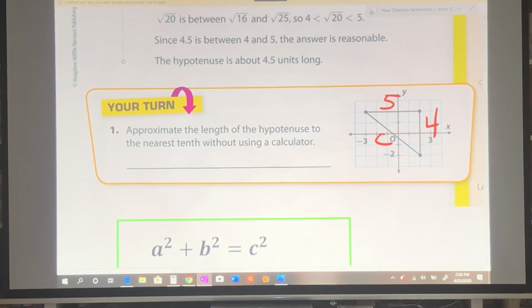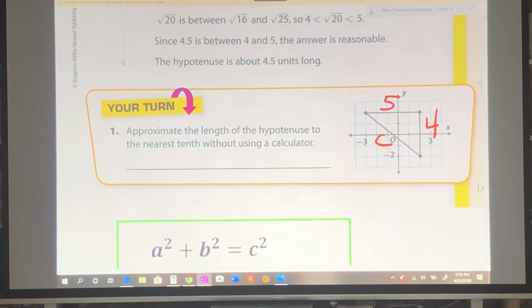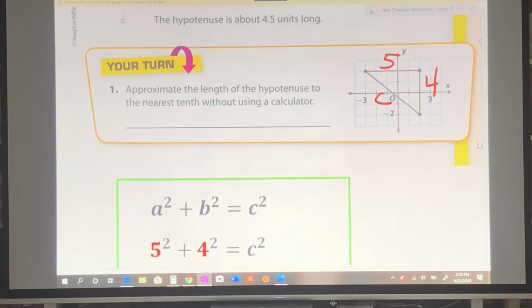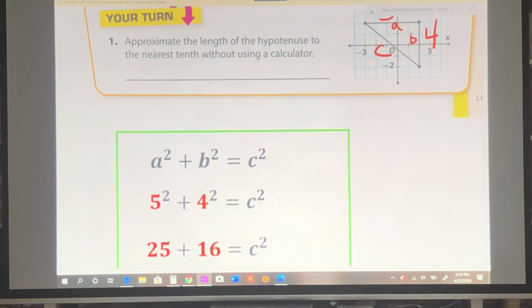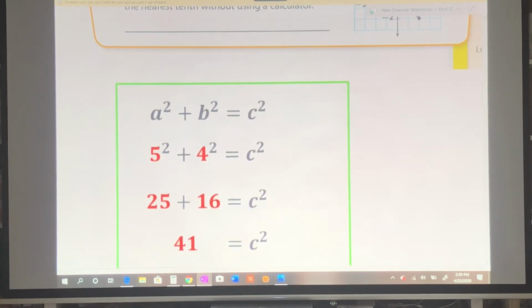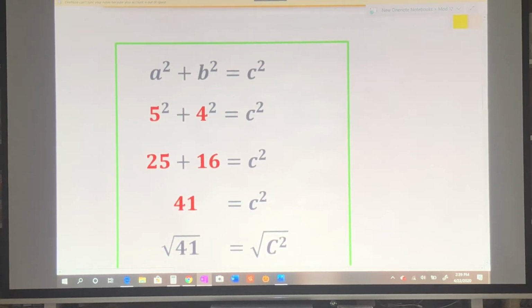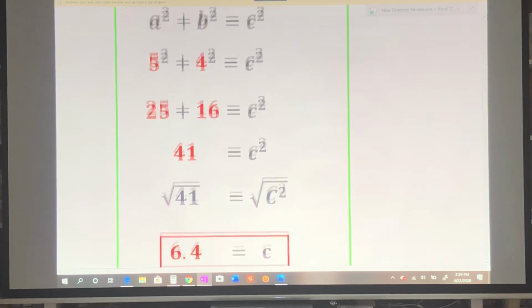So I'm putting it A squared plus B squared. I'm not even sure what I picked here. I know it's either 4 or 5 for A, and I put 5. I called this A, this one's B, and this one's C, the hypotenuse. If you square it, 25. If you square it, 16. 25 plus 16 is 41. Oh, jeez. It's not a perfect square. Square root to both sides, and you get 6.4.